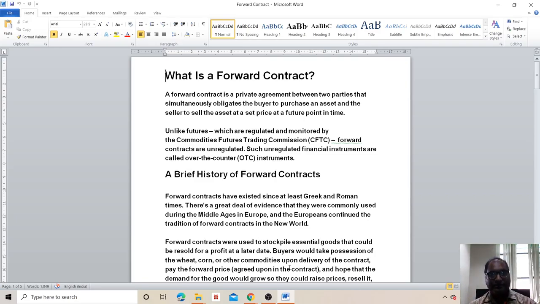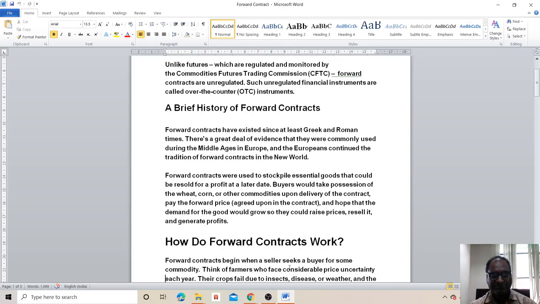Okay, unlike futures, which are regulated and monitored by the Commodity Futures Trading Commission, that is called CFTC, forward contracts are unregulated. Such unregulated financial instruments are called over-the-counter instruments. Now we'll see the history of forward contracts.